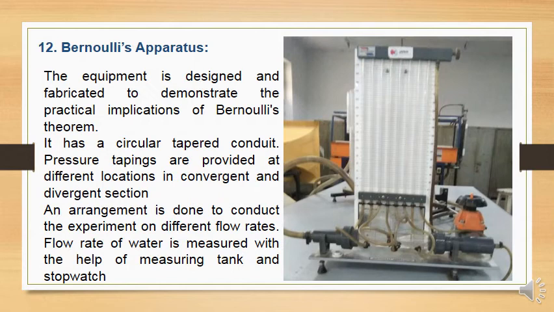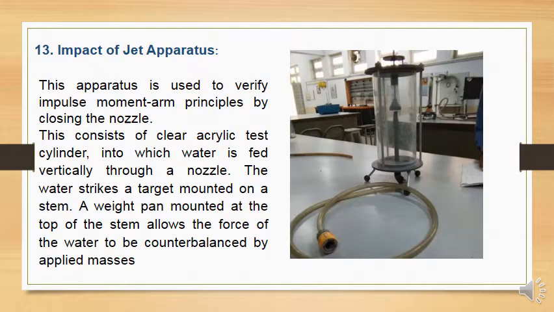It has a circular tapered conduit. Pressure tappings are provided at different locations in convergent and divergent sections. What are these? Maybe at that time you may get confused, but when we perform the experiment, you will understand these terms. An arrangement is made to conduct the experiment at different flow rates. The flow rate of the water is measured with the help of a measuring tank and a stopwatch. So basically, this Bernoulli apparatus is used to determine the flow of water with different discharges and different diameters, and then you are going to compare them.